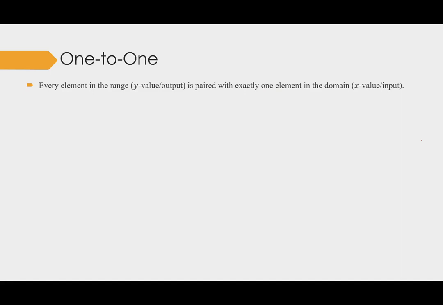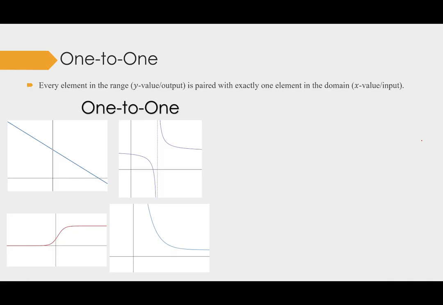One-to-one. In a one-to-one function, every element in the y values, the range, is paired with exactly one element in the domain, or the x values. So a function itself maps every input to an output, but in a one-to-one function, every input has only one output. No outputs are repeated. Okay? So these are one-to-one. You can see that if I look at an x value, it has only one y value, and the y values only have one x value that are mapped to them. And that's true for all of these.